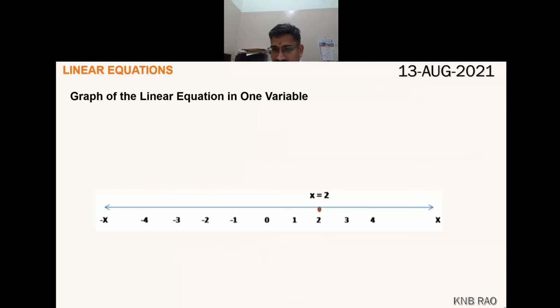Graph of a linear equation in one variable. Children, here I am representing a graph. Can you tell me what the equation is, with the dot I have shown on the number 2? X is equal to 2, sir. Very good. Correct. All of you are correctly understanding it.